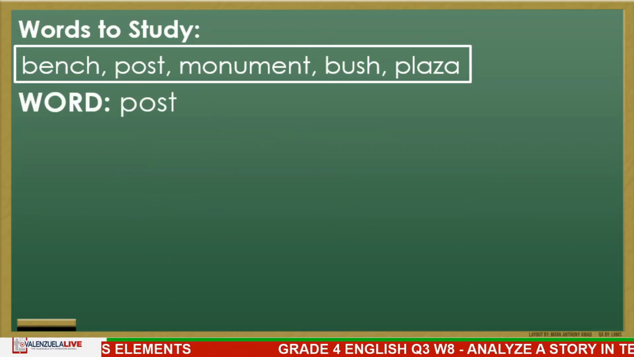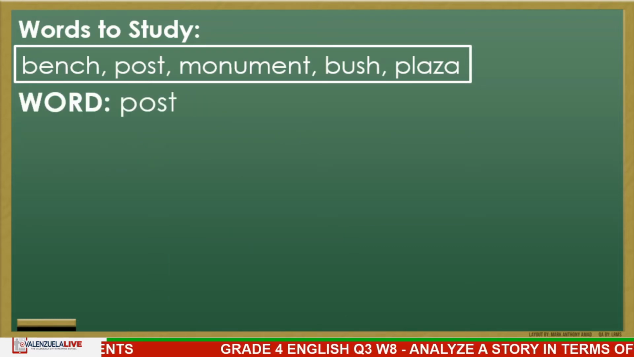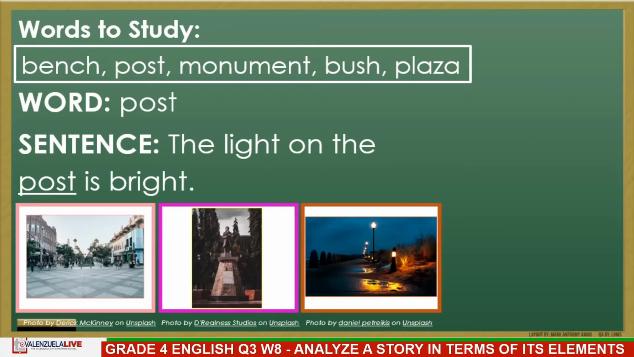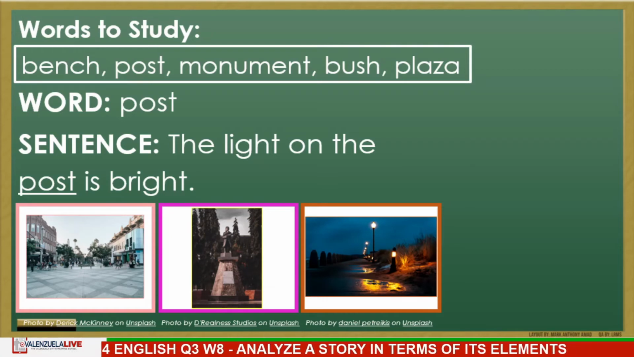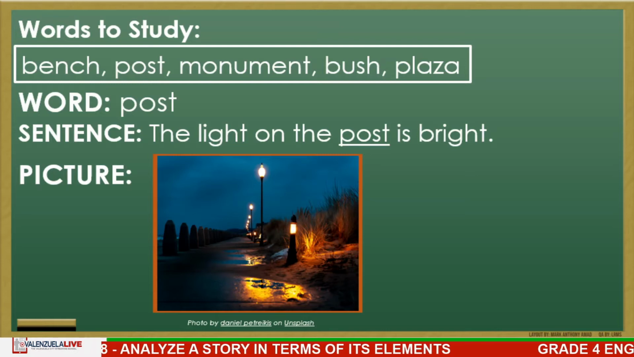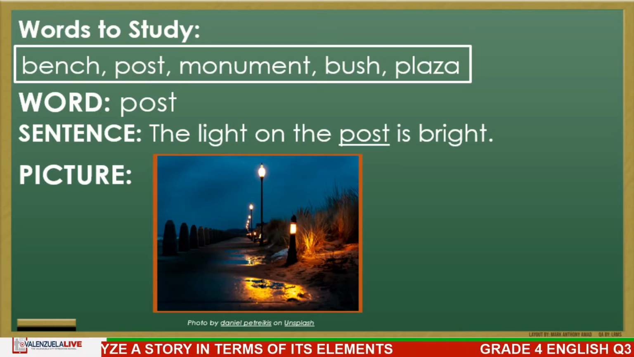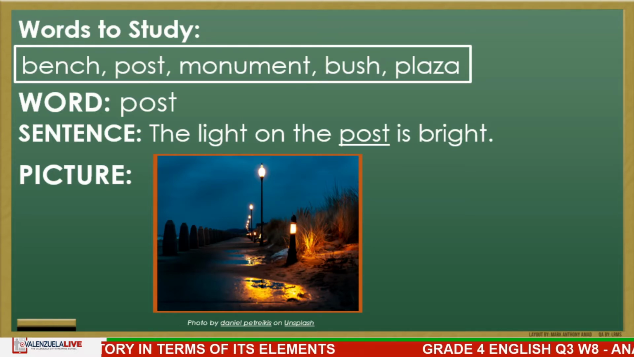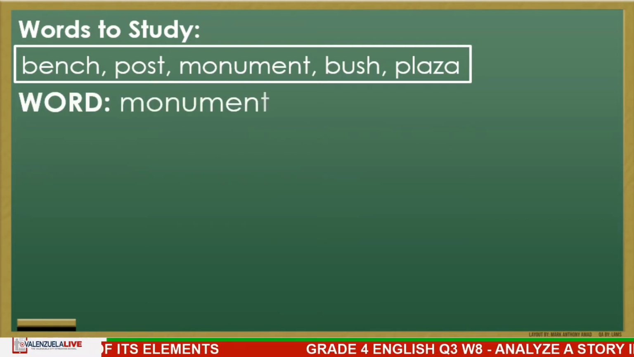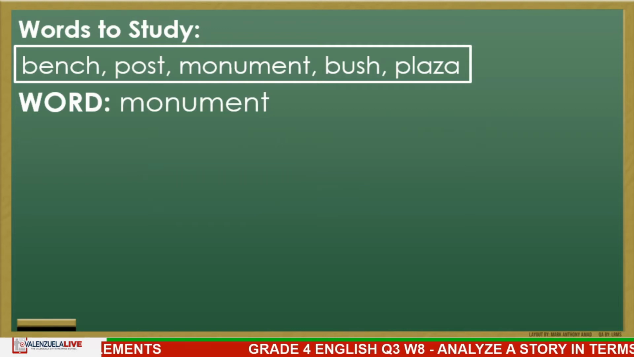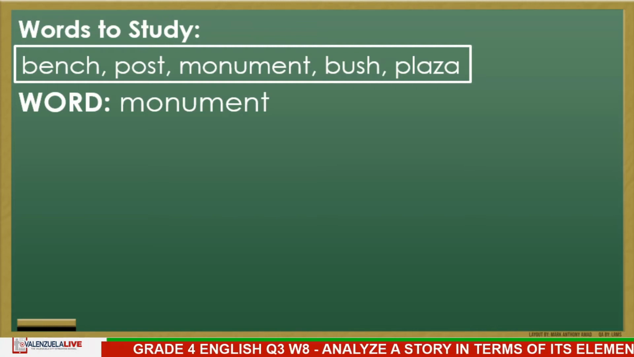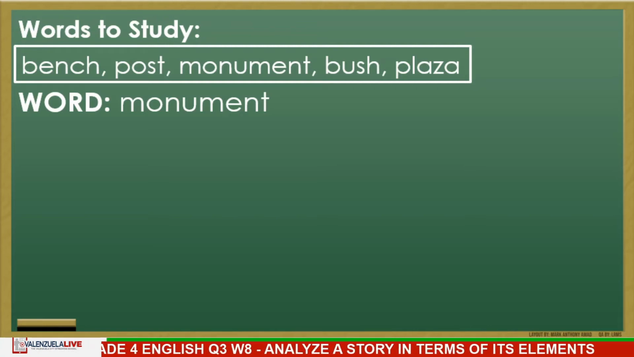The second word is post. The light on the post is bright. Which picture shows a post? That is right, the third picture. Post is a pole or stake placed upright in the ground to mark or support something. Like a lamp post, it is a post that supports a lamp, especially a street lamp. It is a noun.